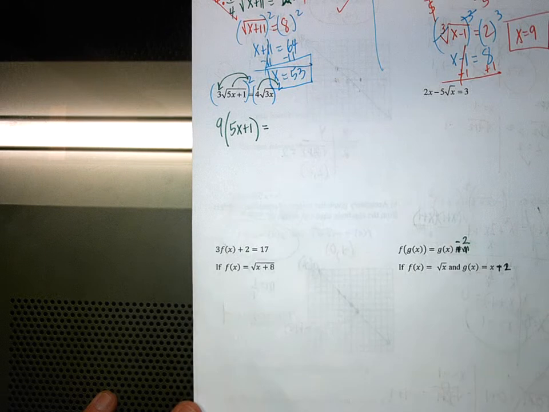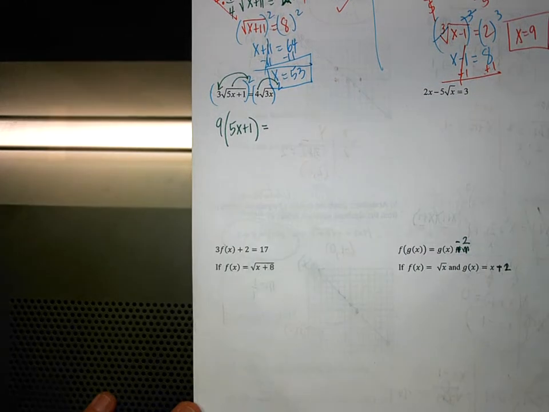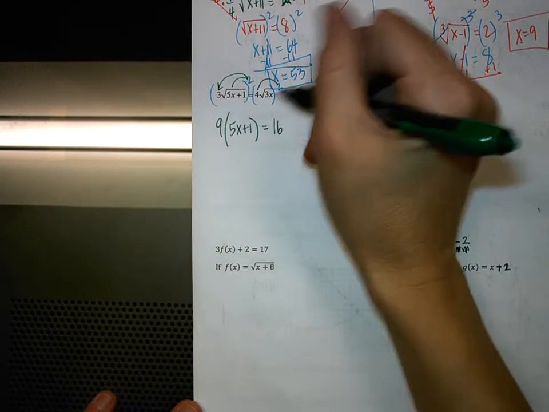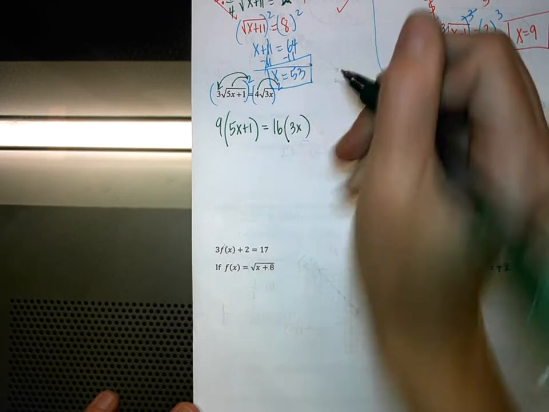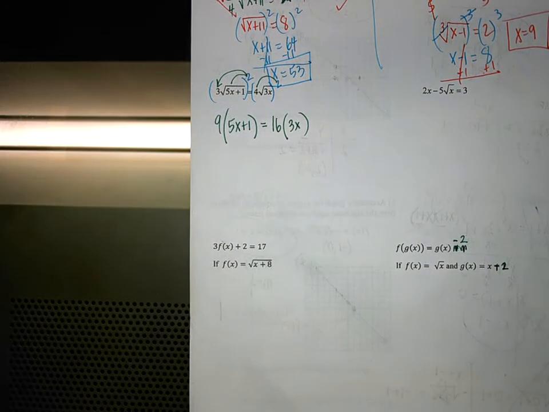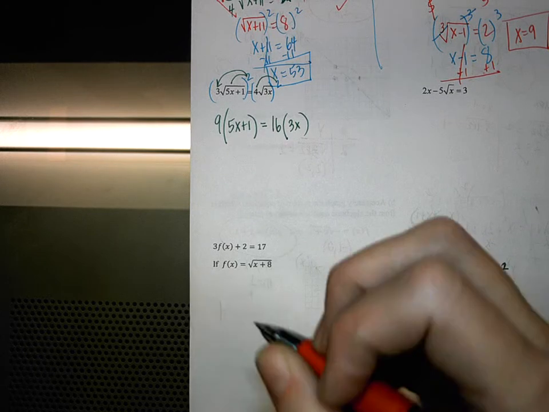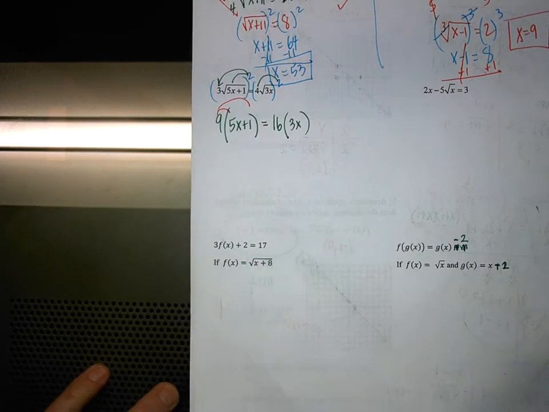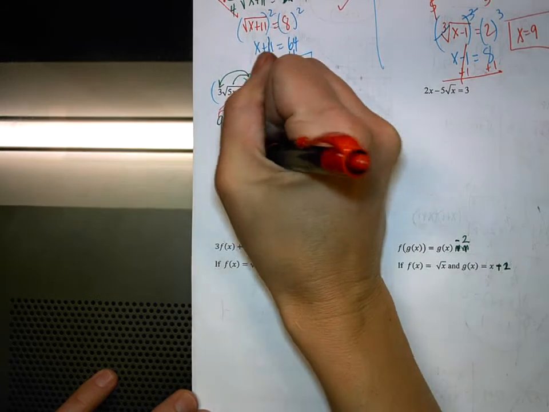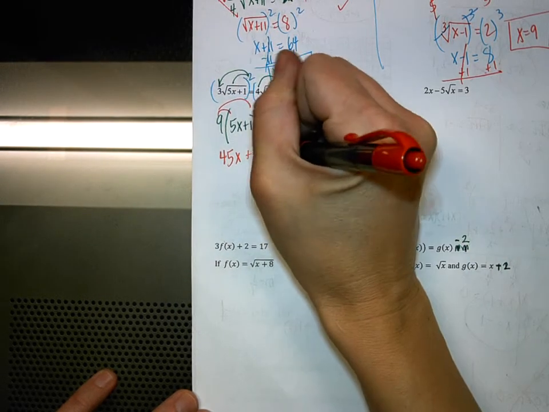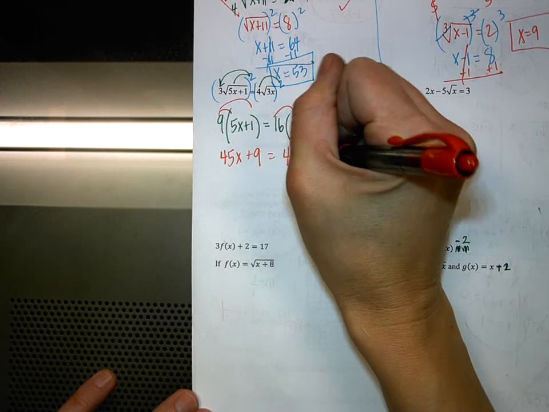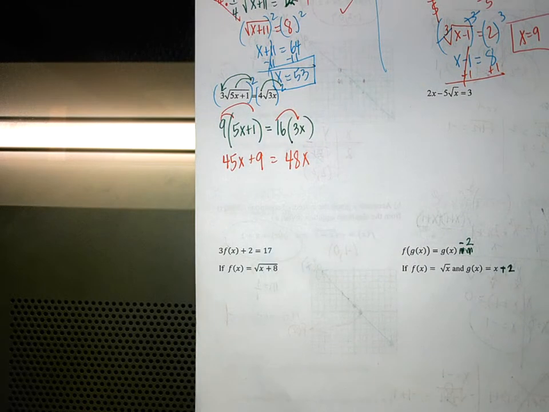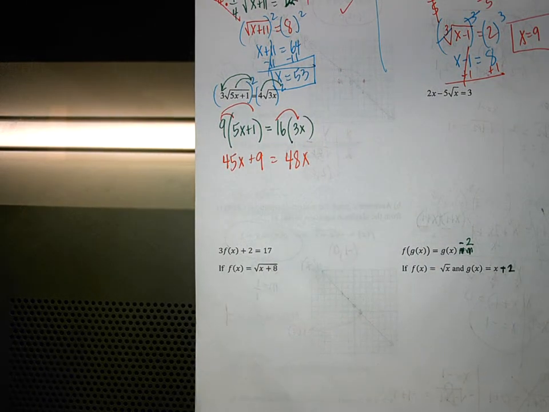Okay. 4 squared is what? 16. And then what happens with that square root? Parentheses. 3x. Okay? So now, what am I going to do? Distribute. Okay, 9 times 5x is 45x. 9 times 1 is 9 equals 16 times 3x is 48x. 16 times 3 is... Oh, wait, I typed 16 times 16 times.